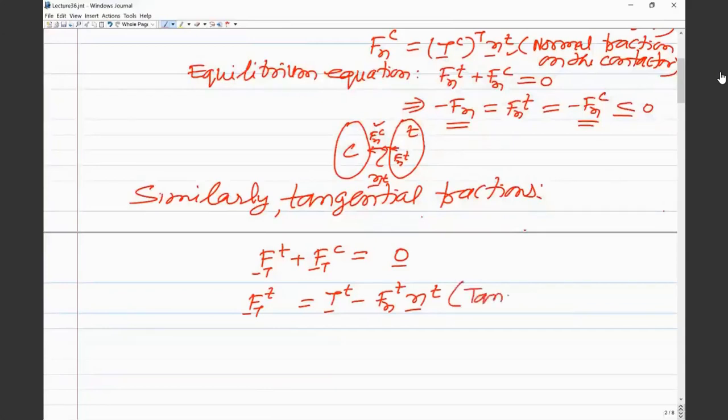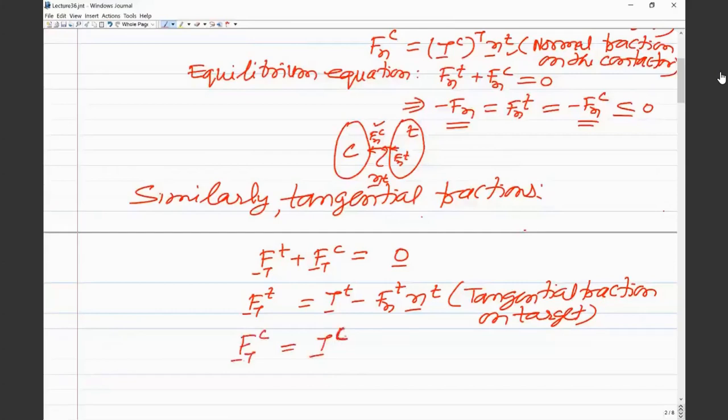So this is the tangential traction on target. And similarly, you want to define the tangential traction on the contactor. That would be the total traction on the contactor body minus the normal force on the contactor body into, now because FNT and FNC are defined based on NT, I'm using here again NT rather than NC. This quantity is defined as the tangential traction on contactor.